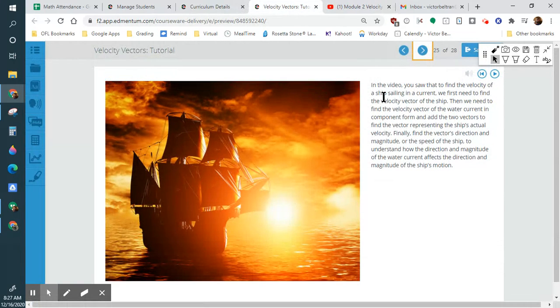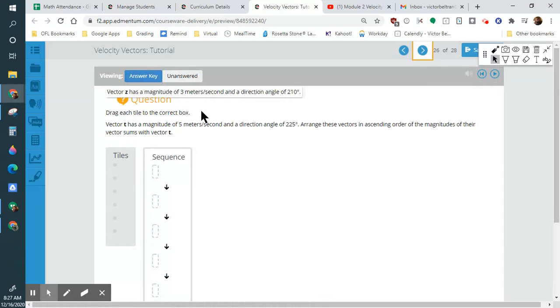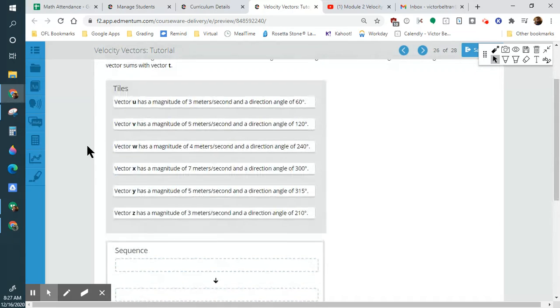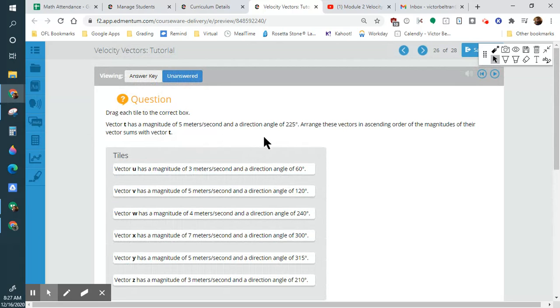All right. So in the video, you saw velocity and sailing ships. So let's get into more practice. We're going to have to figure this out. First things first, the vector has a magnitude of that and a direction of that. Arrange these in ascending order of their magnitude sums.